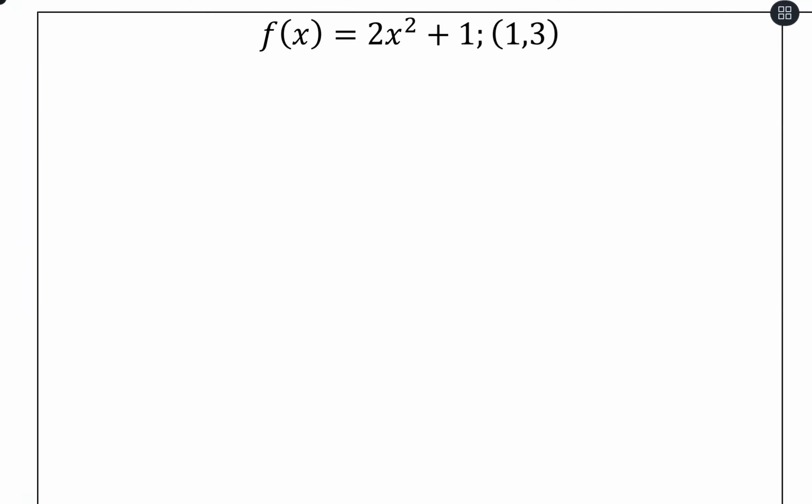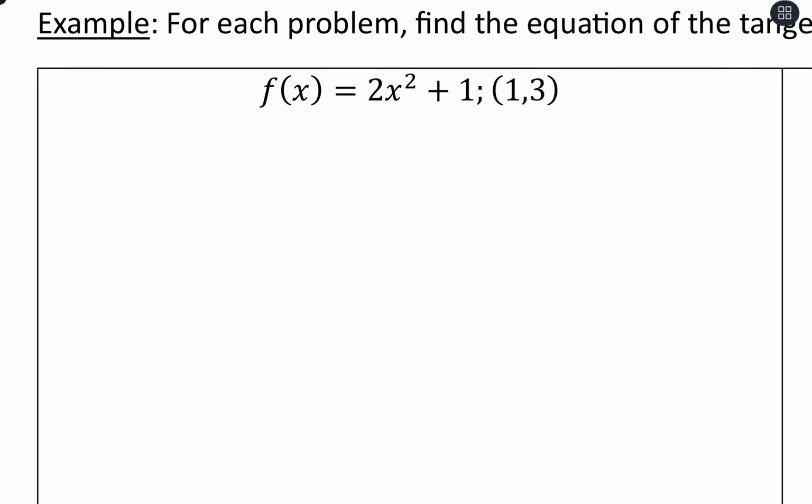So 2x squared plus 1 going through the coordinate 1, 3. Again, we want the equation of the tangent line, so we're fitting the y equals mx plus b form. And like I showed in that last video, we could check our answers by graphing in a calculator at the end to make sure that it looks like our function along with the tangent line. Okay, so we're going to look at our first derivative, and our x value from our coordinate is a 1.